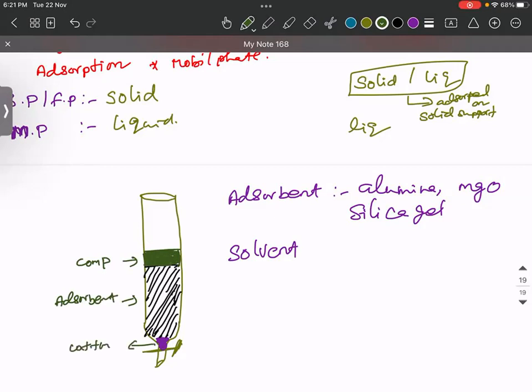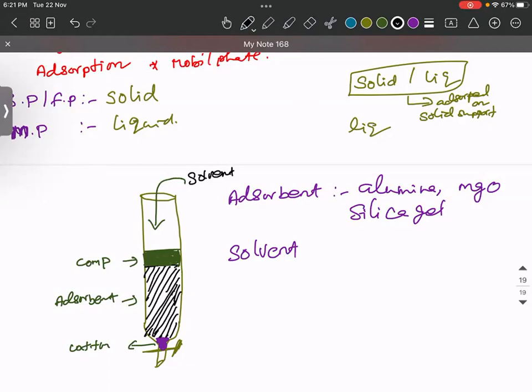Now you are adding a solvent. So what is the role of the solvent? It will elute the compound. So that compound will travel through the silica gel. It has a length, so it will travel slowly. Whatever is a non-polar compound will come out first. The polar compound will come out later.